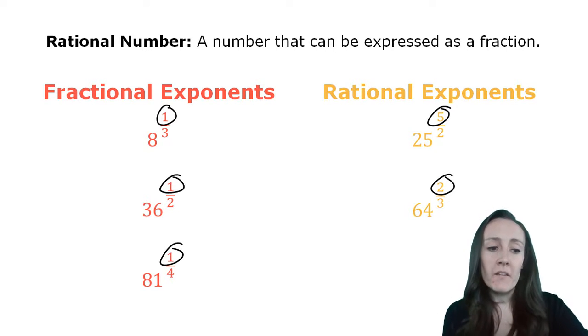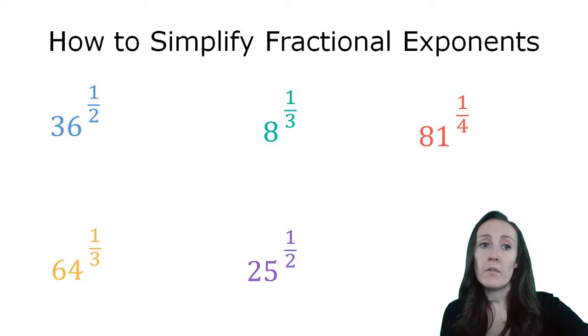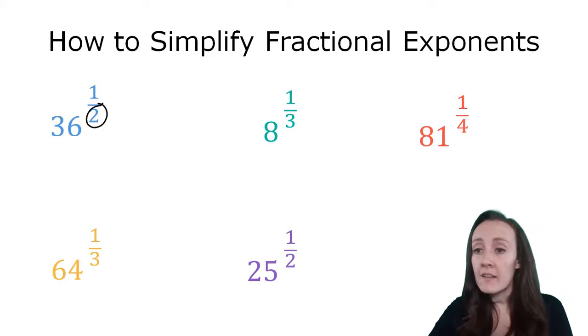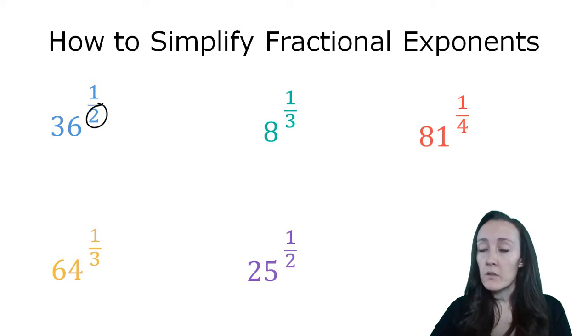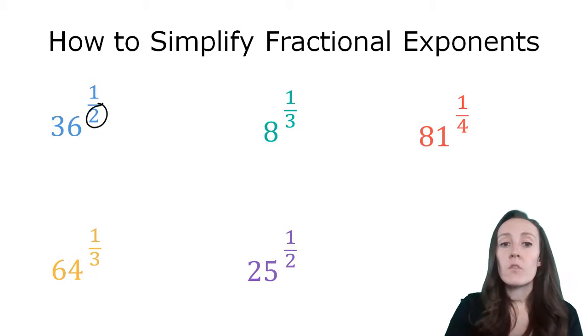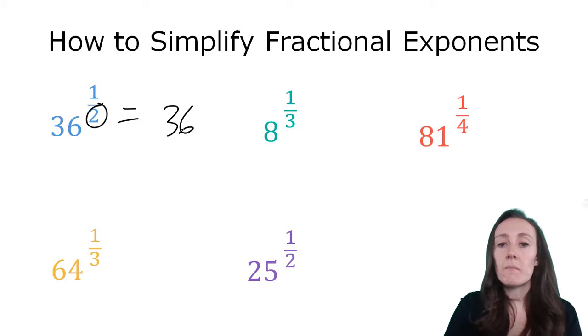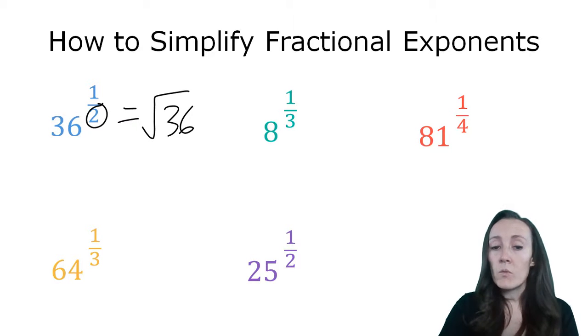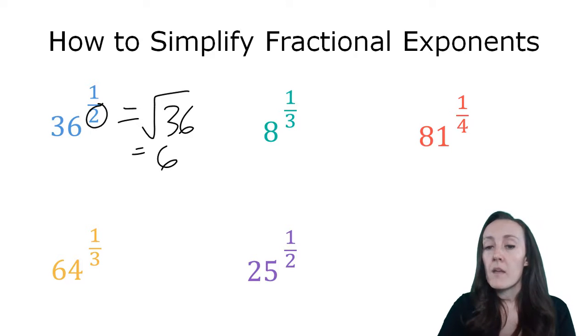When you're simplifying fractional exponents where the numerator is 1, the denominator of the fraction is going to tell you what type of root to apply to the base. In this case, 36 is the base of the power, and the denominator of the exponent is 2, which means you're going to do a square root. The square root of 36 equals 6. So your answer would be 6.